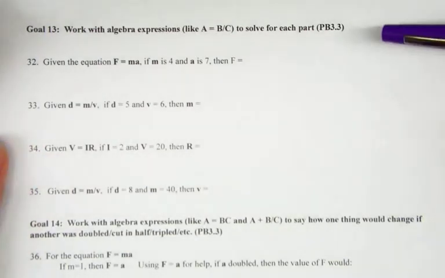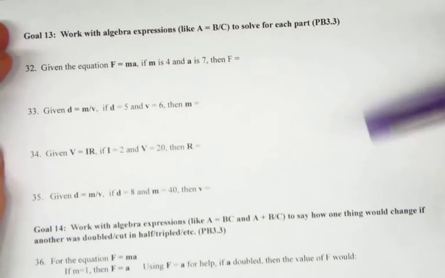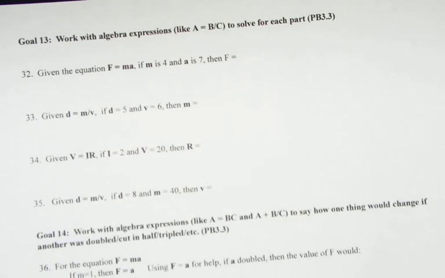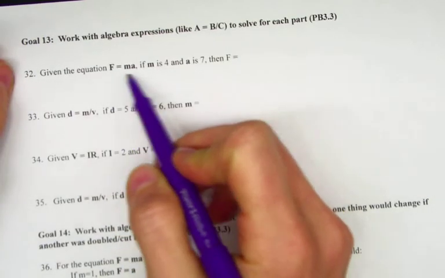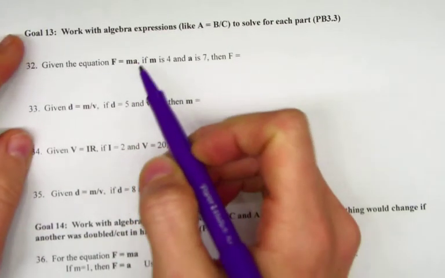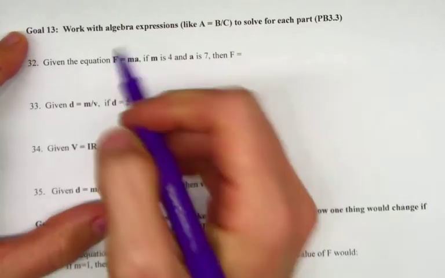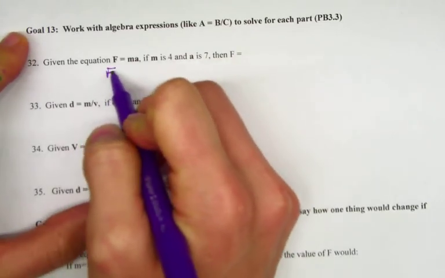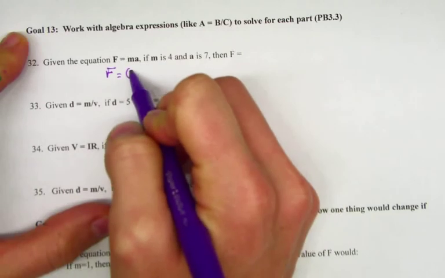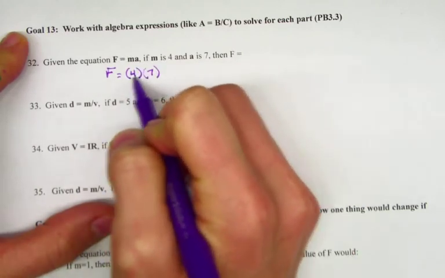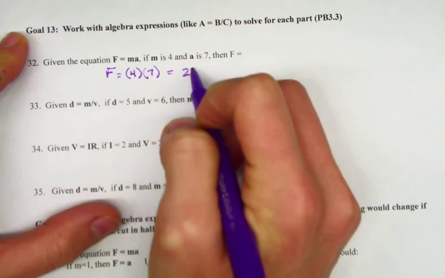Goal 13 is to work with algebra expressions like A equals B over C to solve for each part. So we have this equation, F equals MA, and we are given that M is 4 and A is 7, and we want to solve for F. So what we're going to do is just replace the M with 4, replace the A with 7, and 4 times 7 is just 28.